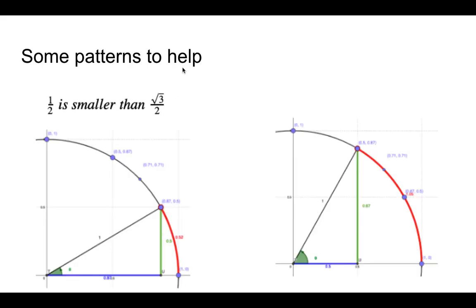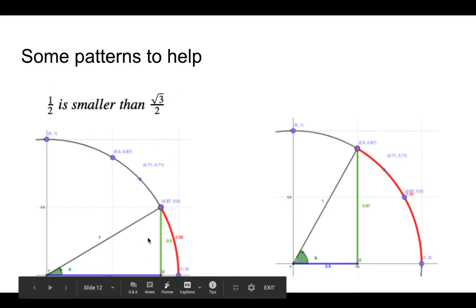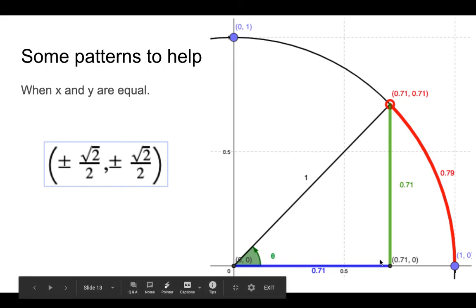Now, another pattern that helps that I think about is the zeros and ones are easy, but if you look at these triangles, you can see that in this case, the y-coordinate is smaller than the x-coordinate, right? And so that means that the 1/2 is going to be the y-coordinate, and the x-coordinate is going to be root 3 over 2 because it's bigger. In this case, the y-coordinate is larger than the x-coordinate, and so this is going to be root 3 over 2, and this is going to be 1/2. Then when the x and y coordinates are the same, they're root 2 over 2.